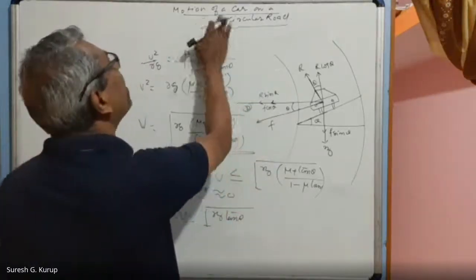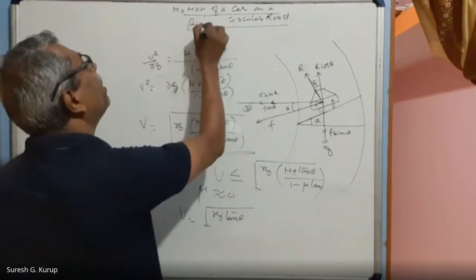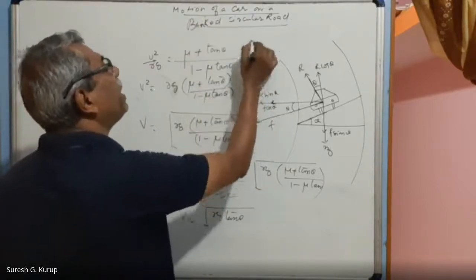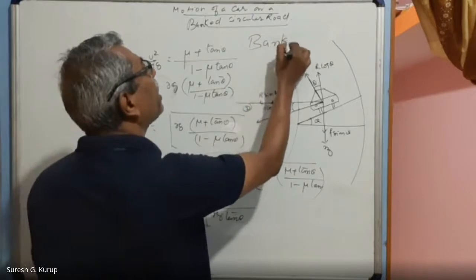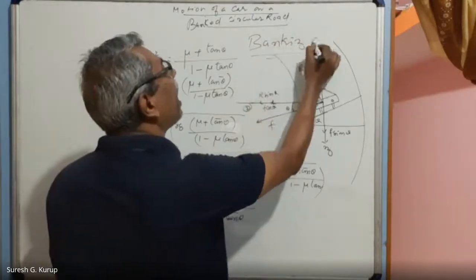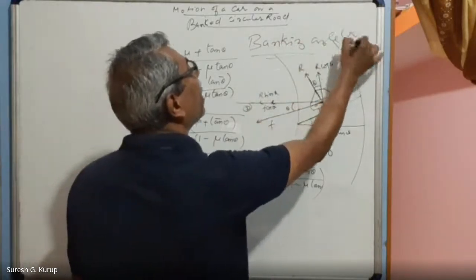B-A-N-K-I-N-G. This is banking, sir. Banking it is called. Banking angle. Banking angle is theta.